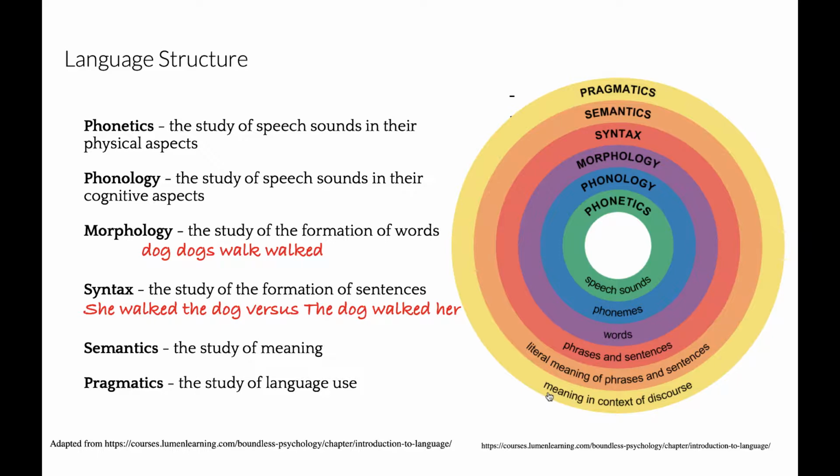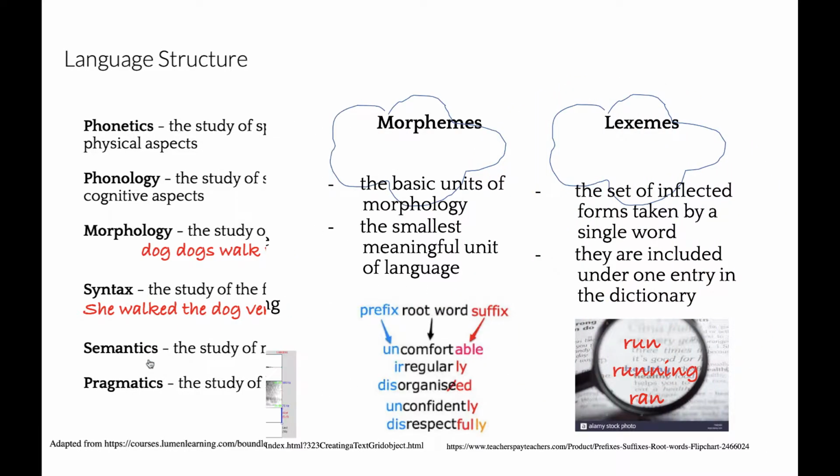Syntax is the study of the formation of sentences. All languages have underlying rules of syntax, and the order of words is not arbitrary. Semantics is the study of meaning, and pragmatics is the study of language use and context.